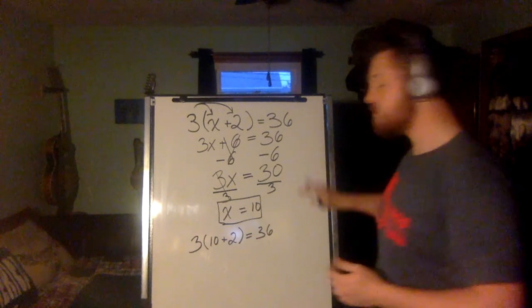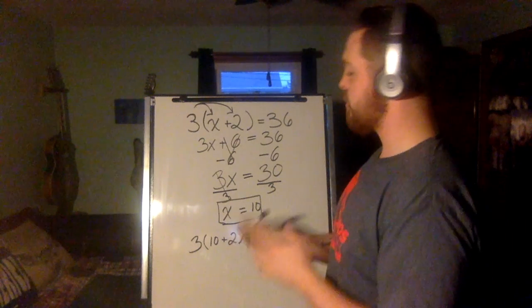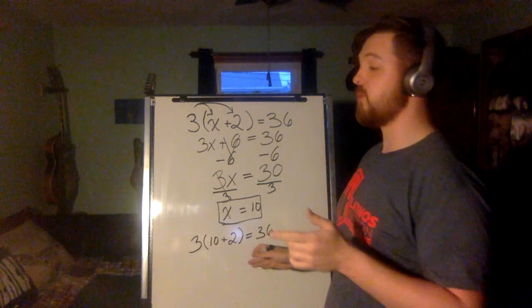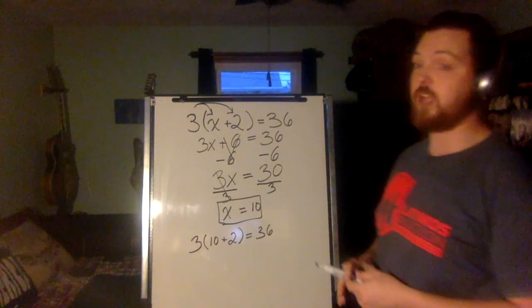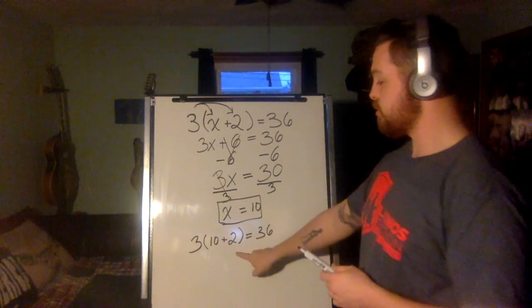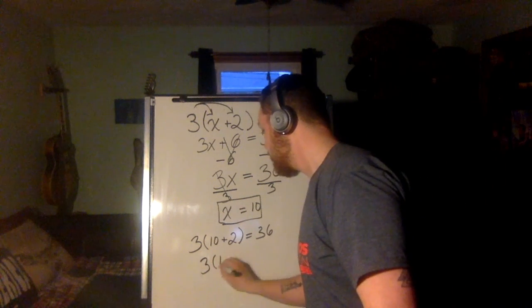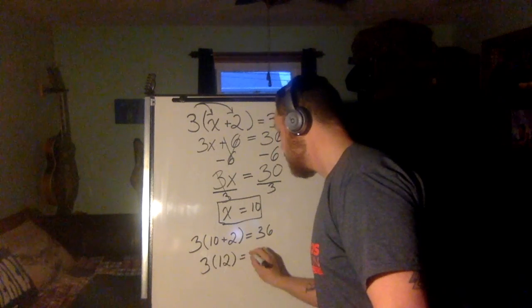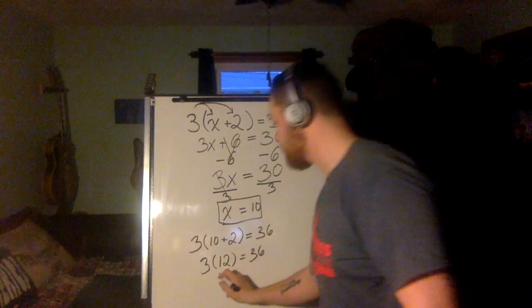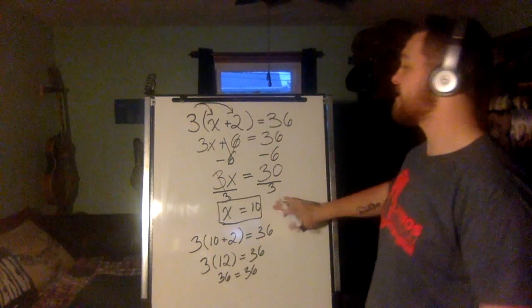Now, if we did all of this math correctly, 10 should work. So if I go back here, I got to do everything that's in the parentheses first, because remember, that is PEMDAS. Parentheses, exponents, multiplication, division, addition, subtraction. And parentheses comes first. 10 plus 2 gives me 12. So I now have 3 times 12 equals 36. Then we know 3 times 12 is 36. Therefore, all of our math was correct, and our answer is 10.